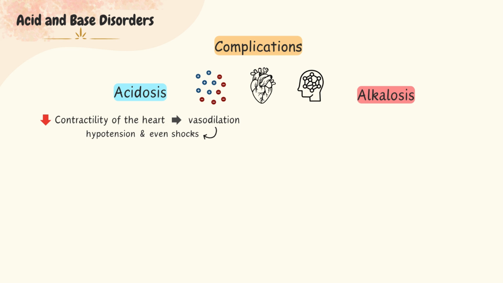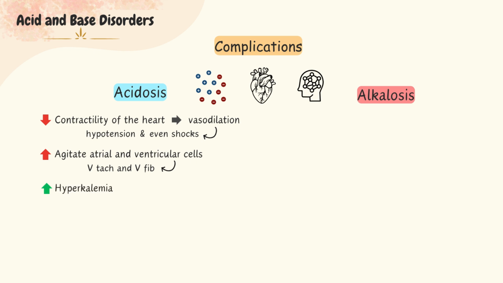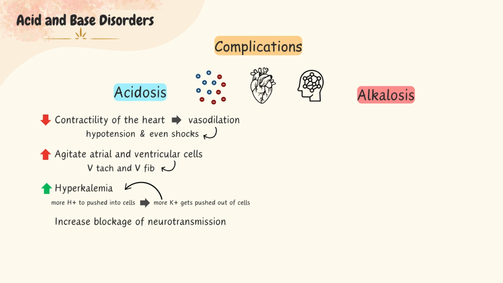Hydrogen ions can also agitate atrial and ventricular cells and cause arrhythmias such as V-tach and V-fib. It can also cause hyperkalemia, because when there is too much hydrogen ion in the blood, they get pushed into the cells, and potassium gets pushed out of the cells and causes hyperkalemia. Too much hydrogen ions can also block neurotransmission and result in lethargy, altered mental status, and coma.